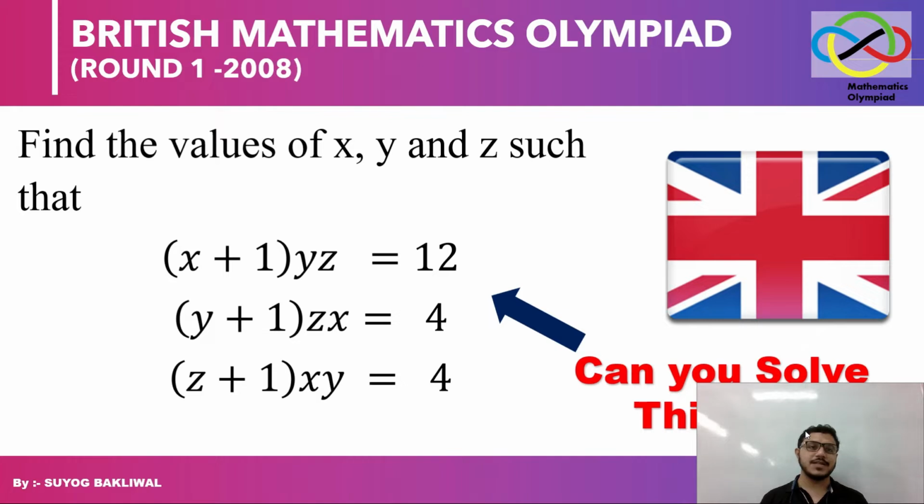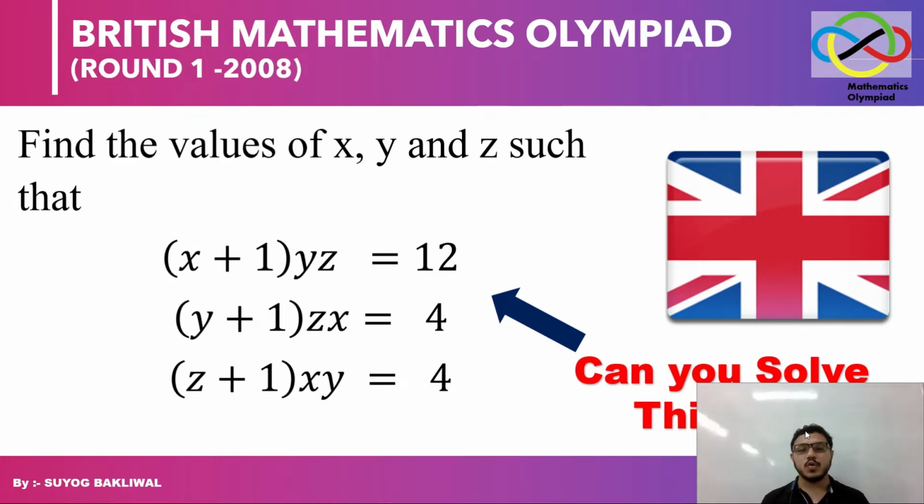So here is another question from British Mathematics Olympiad round 1, year 2008, and it is asking to find the values of x, y and z such that (x + 1)yz = 12, (y + 1)zx = 4, and (z + 1)xy = 4. So here are the three equations that have been given in terms of x, y and z, and we need to solve them. So let's start, guys.